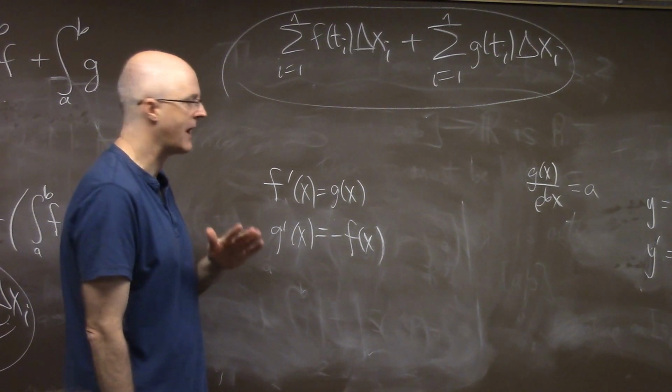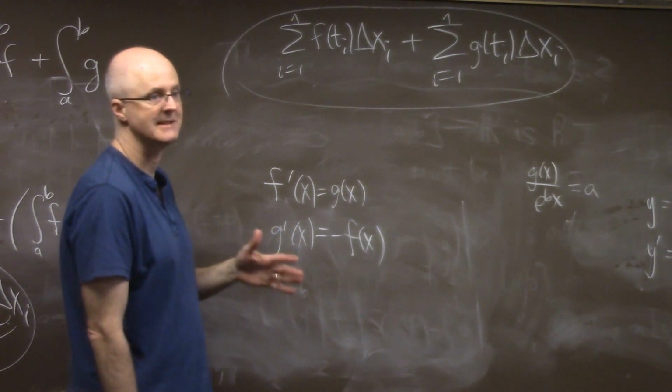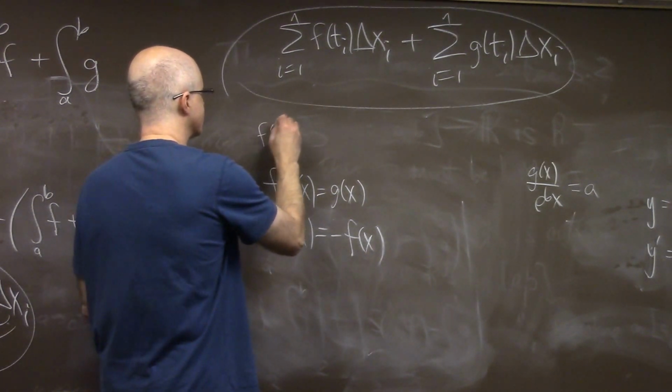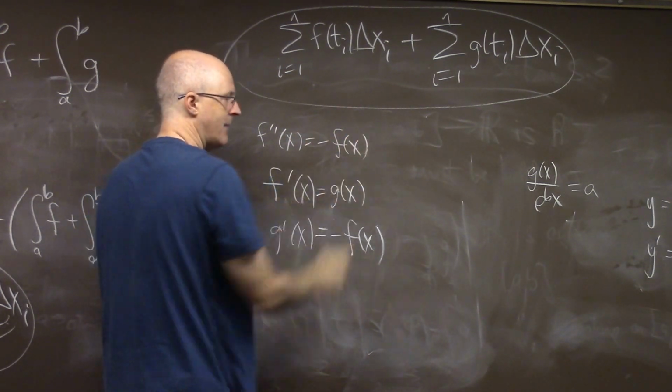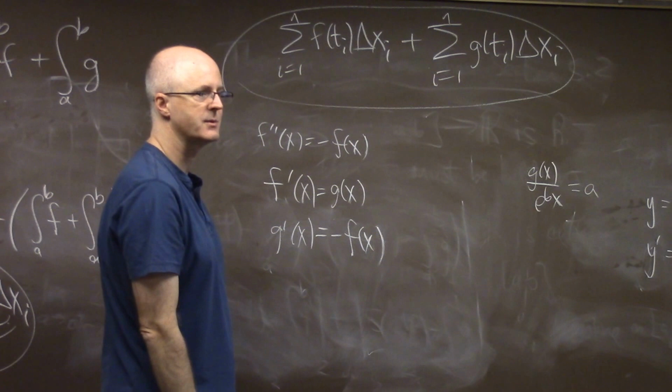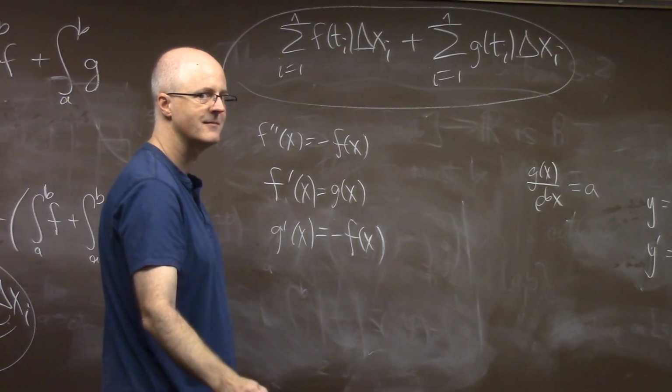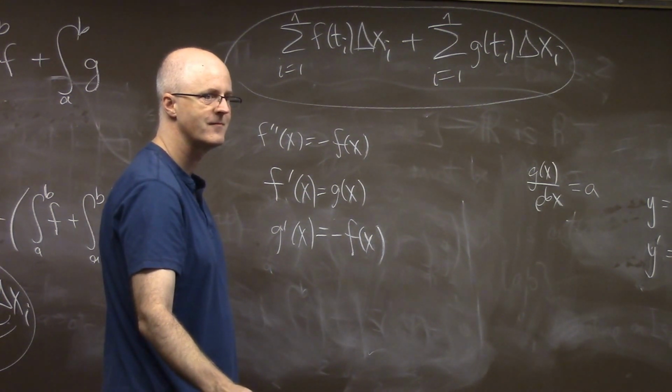which does mean, by the way, that f and g both satisfy a certain second order differential equation. If you take the second derivative of f, you get the opposite of f, and the same with the second derivative of g. Can you explain what a differential equation is if we haven't taken the class?